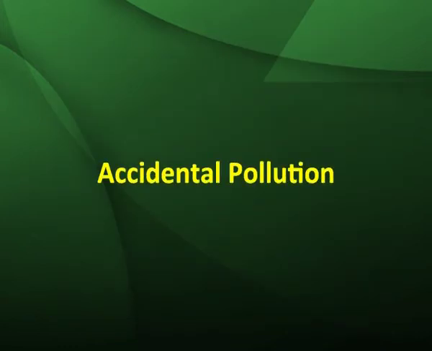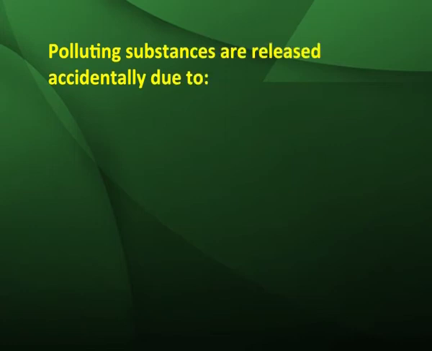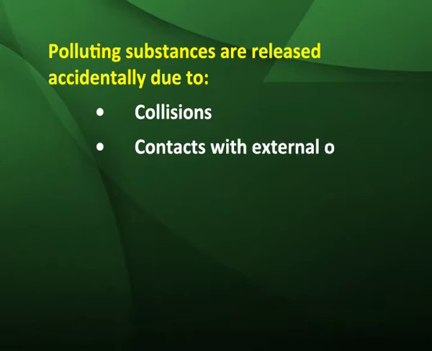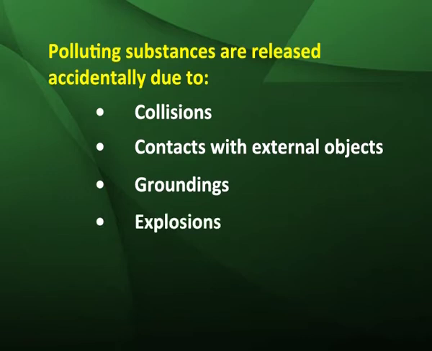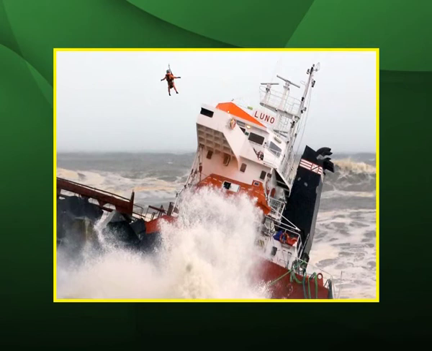And the second one, accidental pollution. Polluting substances are released accidentally due to collisions, contacts with external objects, groundings, explosions, cargo transfer failures, sinking or loss of cargo. Ships often carry large quantities of cargo that is toxic or otherwise hazardous. The most evident example is oil tankers, which, if involved in an accident, may spill thousands of tons of crude oil. Yet oil is just one type of cargo that is dangerous for the marine environment.